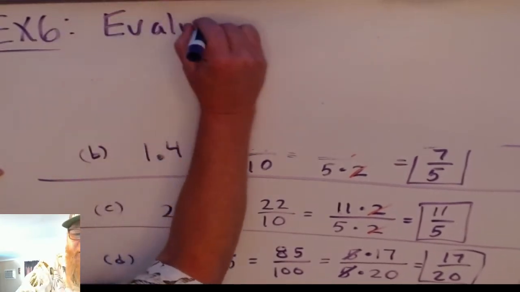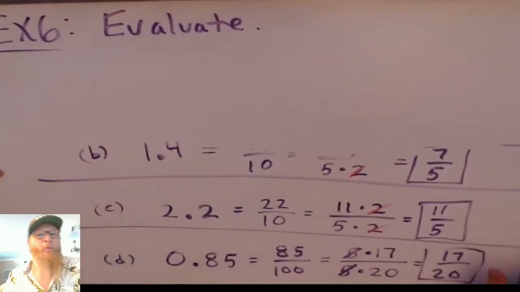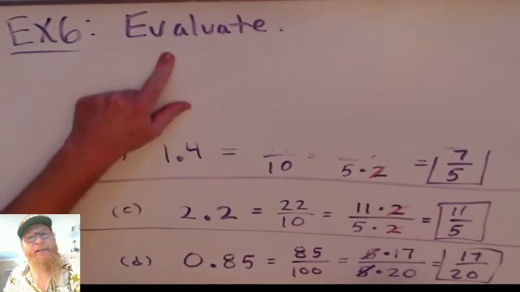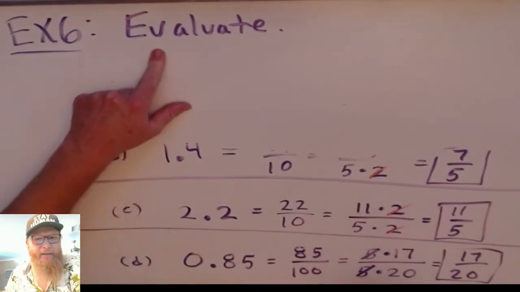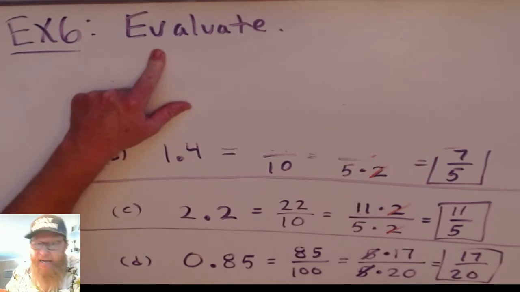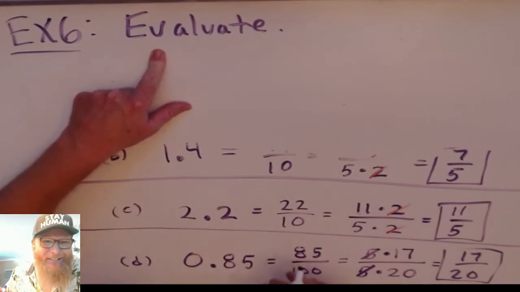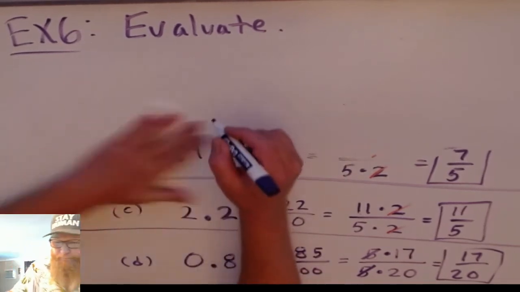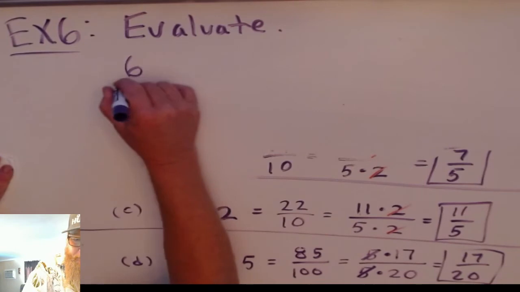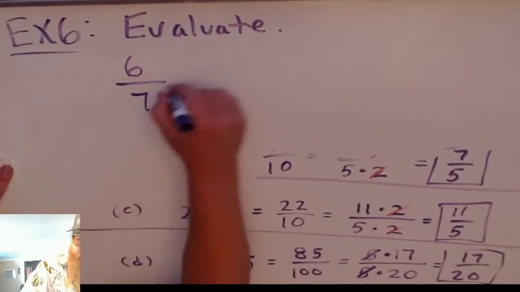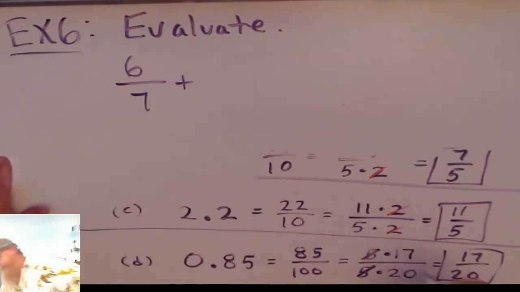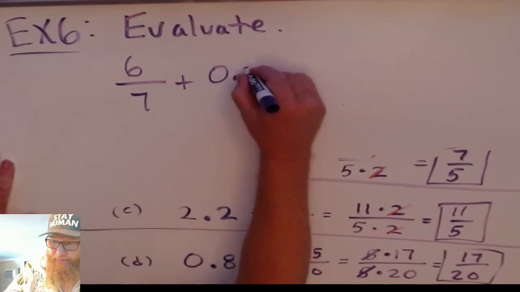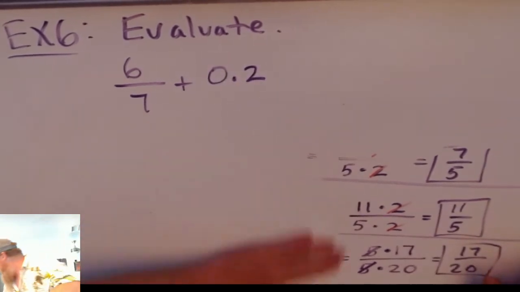This is called evaluating. It's also called performing the operations. There's lots of ways I could say this. I could say calculate, I could say find, I could say determine, I could say evaluate. I'm basically just saying do the math. 6/7 plus 0.2.